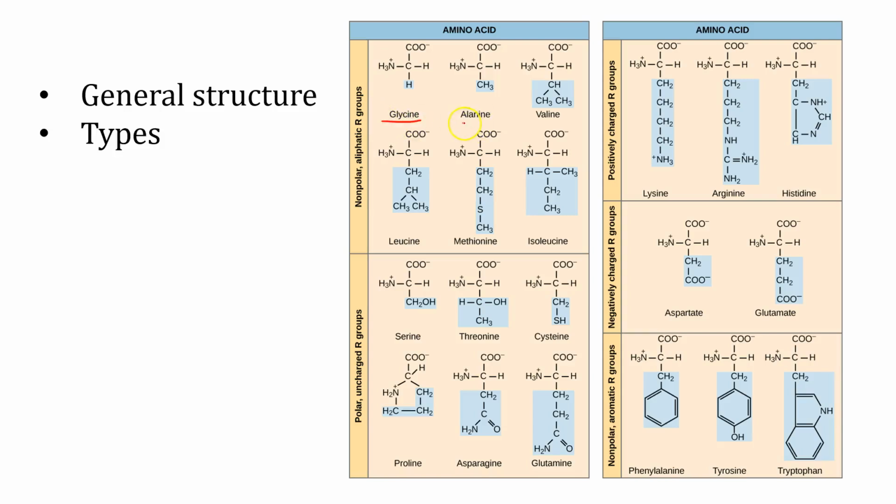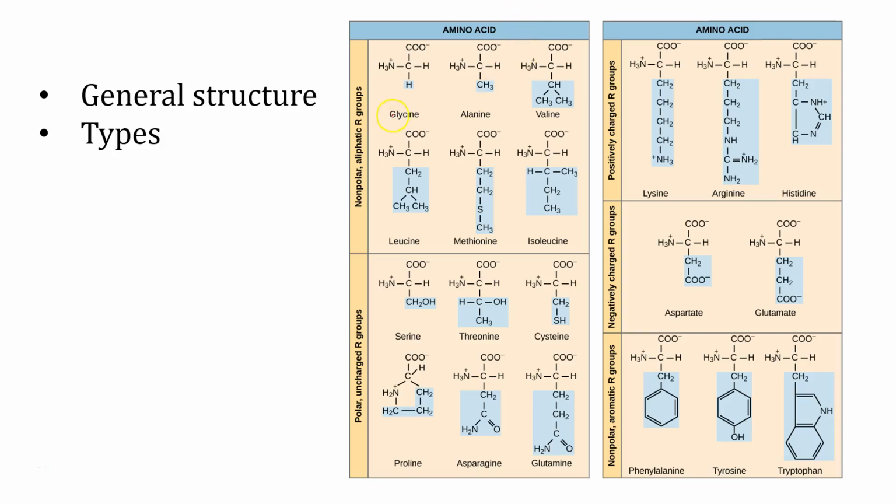You've got glycine, alanine, valine, leucine, methionine, isoleucine, serine, threonine, cysteine, proline, asparagine, glutamine, lysine, arginine, histidine, aspartate, glutamate, phenylalanine, tyrosine, and tryptophan. And if this was a biochemistry class, you may have to learn how to draw all of these, but you certainly don't have to learn how to do that in this class.